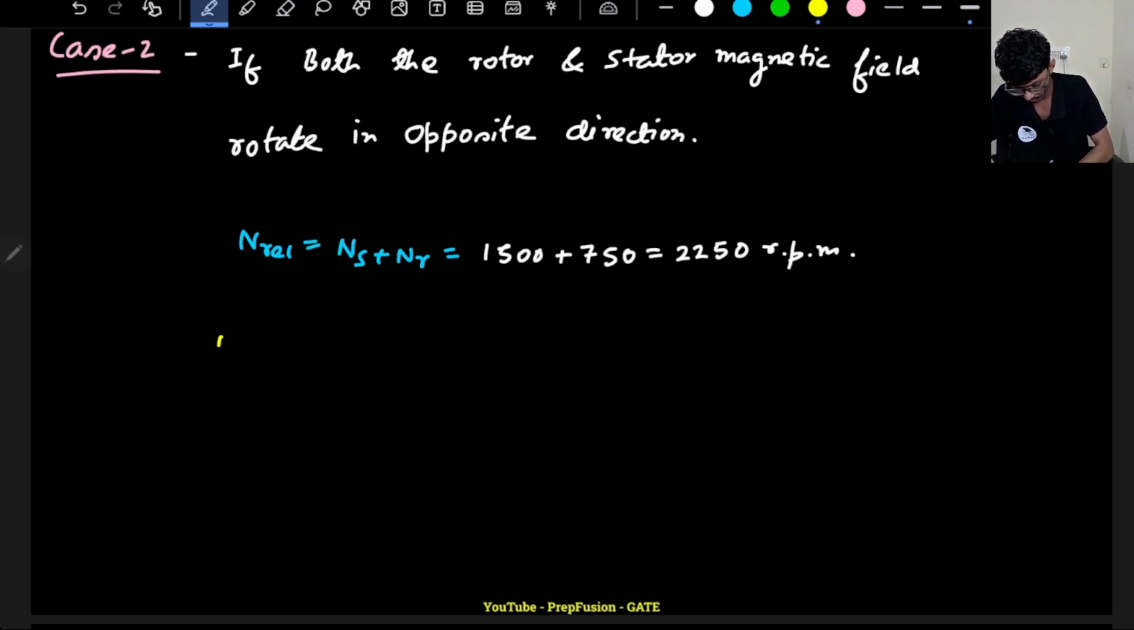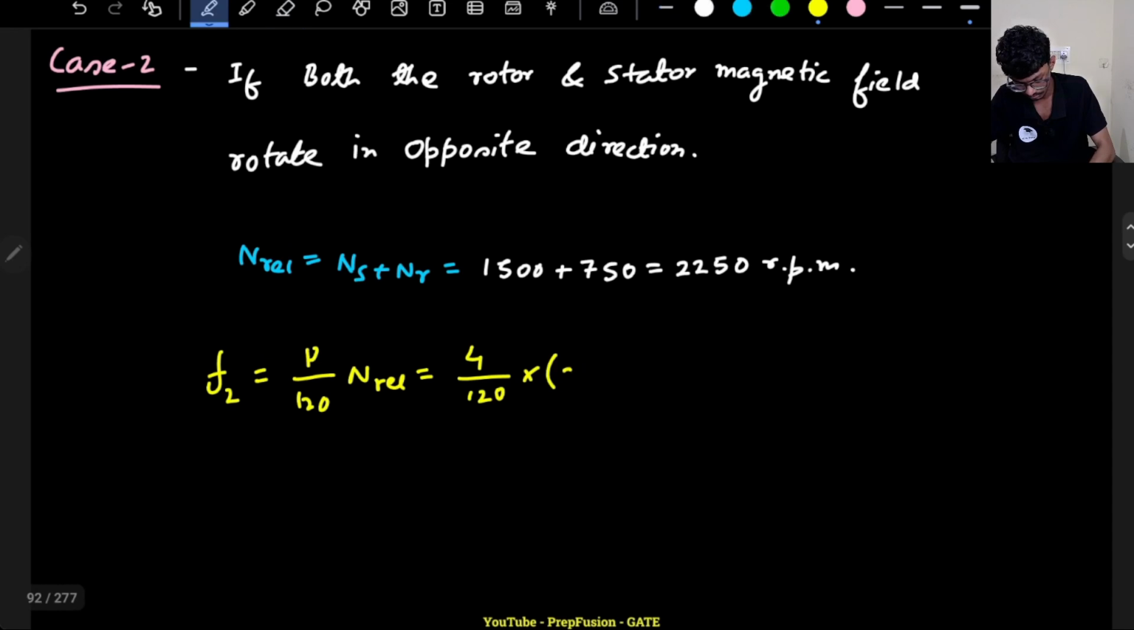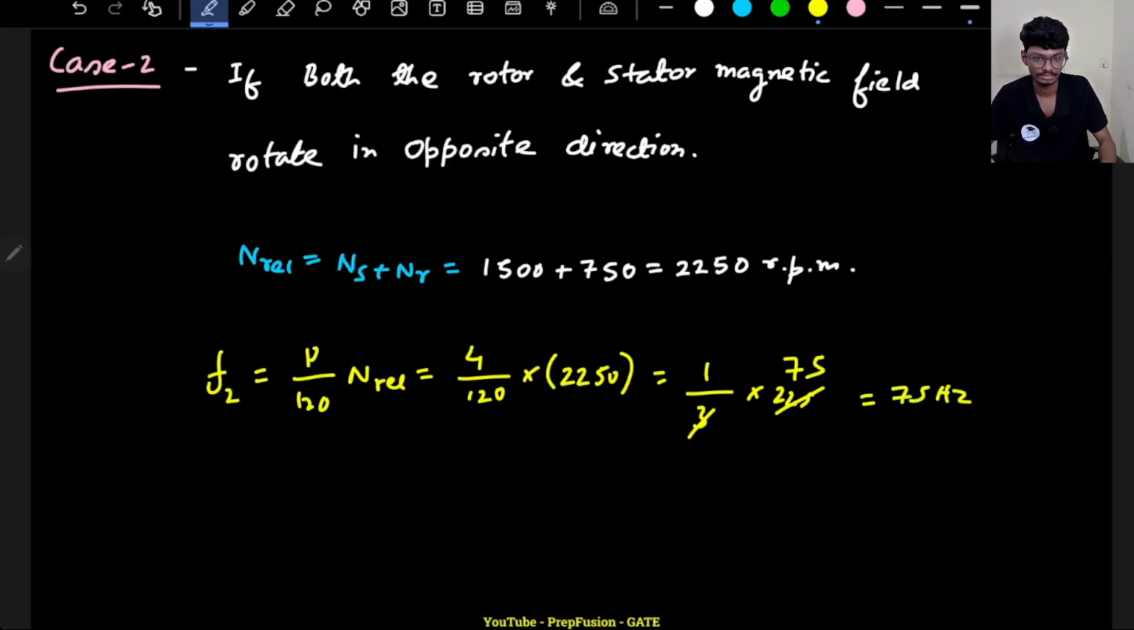From here you can directly find the frequency f2 across the rotor terminals. It will again be P by 120 into N relative. So 4 divided by 120 into 2250. If I do this, it is basically 1 by 30 into 2250, which is 75 hertz. So you are observing what difference it makes. The frequency at which the stator magnetic field cuts the rotor is much higher.